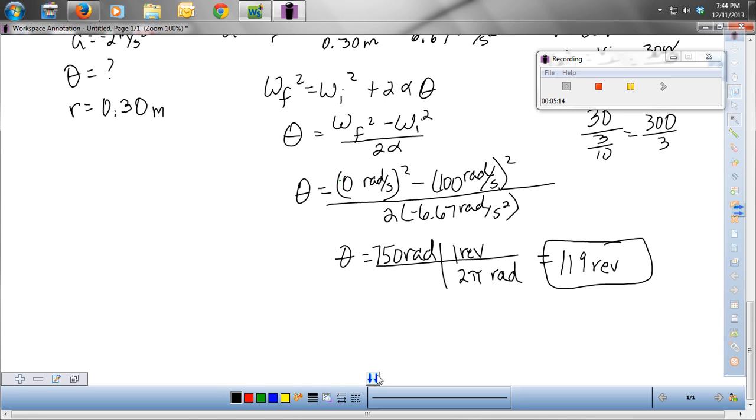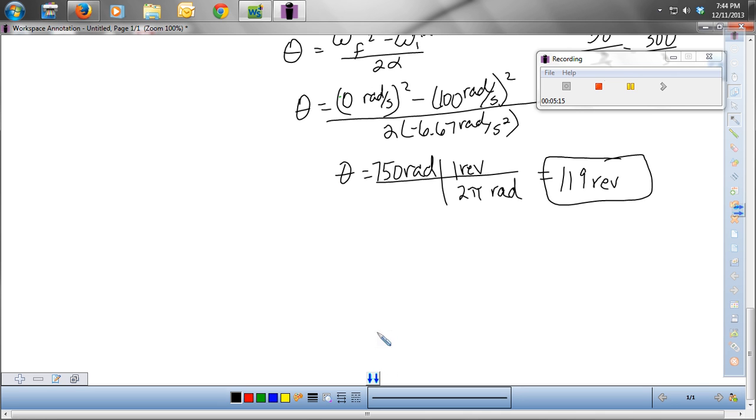Okay, now I'm ready to just move on to number 8. A dog on a merry-go-round undergoes a linear acceleration of 1.5 meters per second squared. If the merry-go-round's angular acceleration is 1 radian per second squared, how far is the dog from the axis of rotation? Okay, well, this one's pretty easy. So A is 1.5 meters per second squared, and alpha is 1.0 radians per second squared. And they want to know what is R.